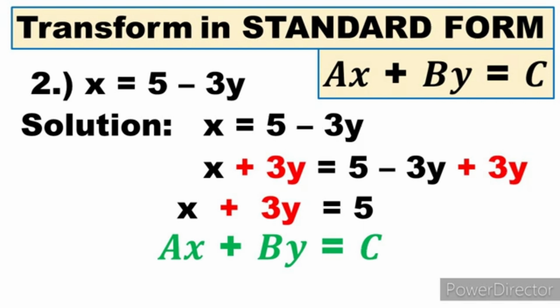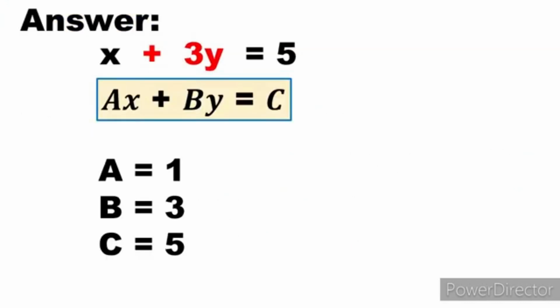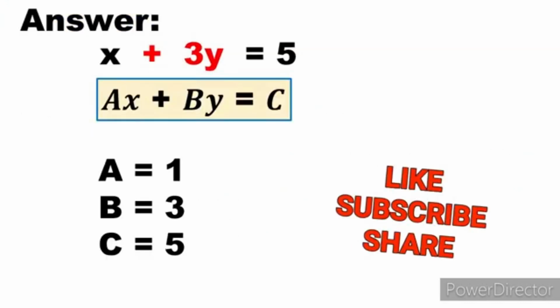Okay, nasa form na siya ng ax plus by equals c. Then, next is, i-determine natin kung ano yung value ng A, B, and C. So, sa equation natin na x plus 3y equals 5, ang A natin is 1, ang B is 3, at ang C ay 5.